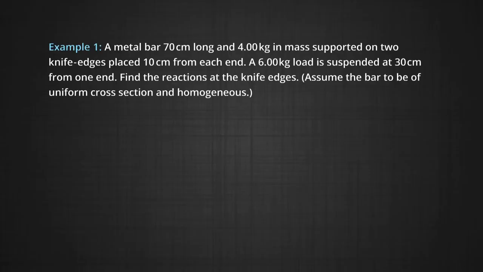Let's do a small problem to apply the concept of equilibrium and center of gravity we have just explored. Consider a metal bar 70 centimeter long and 4 kg in mass supported on two knife edges placed 10 centimeter from each end. A 6 kg load is suspended at 30 centimeter from one end. Find the reactions at the knife edges. Assume the bar to be of uniform cross section and homogeneous.